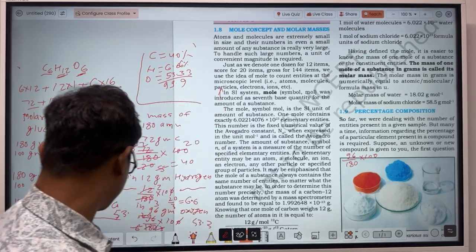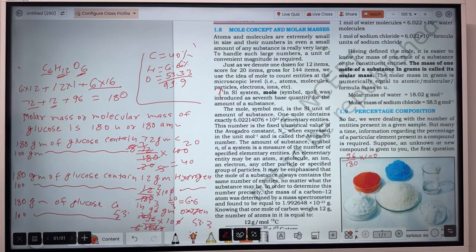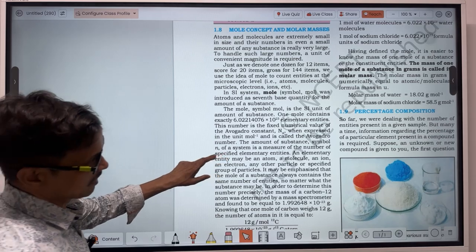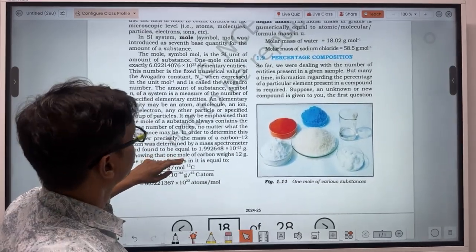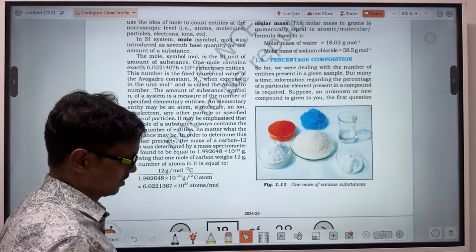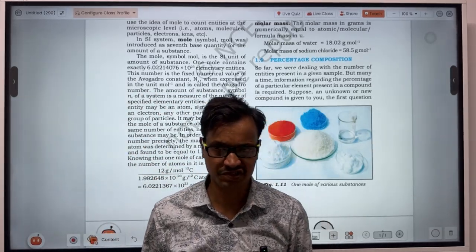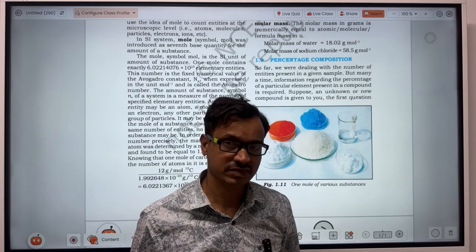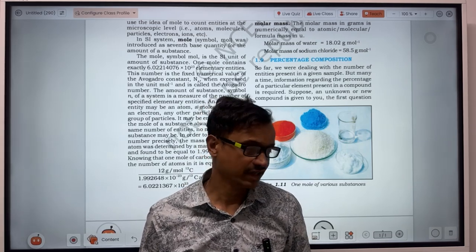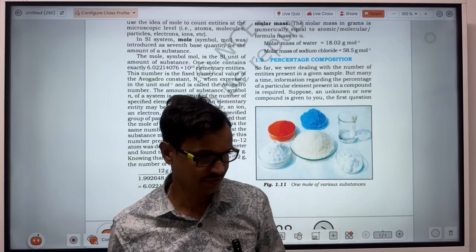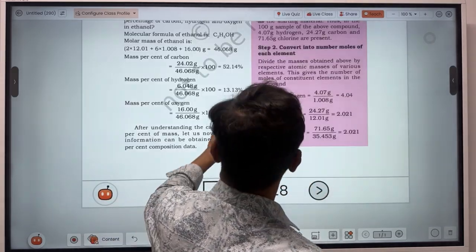Let's see from the questions directly, not from here, as maybe you get confused from here. My motive here was only to teach you the meaning of percentage composition. The question asked from the topic of percentage composition is: the percentage composition will be given, and the question will ask you to write the formula of the compound. So let's see how to do this question.